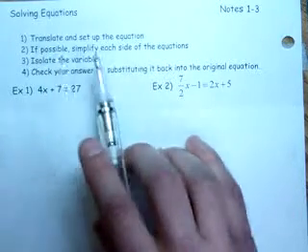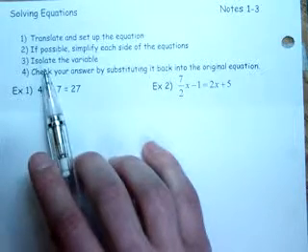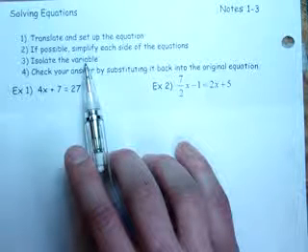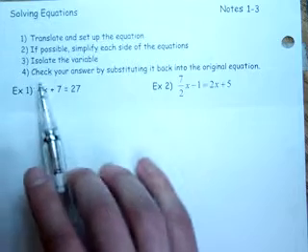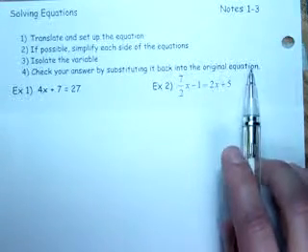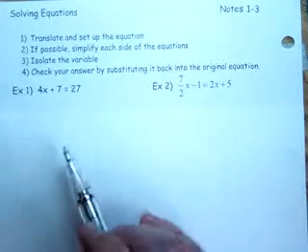Now, if possible, you're going to simplify each side of the equation in hopes of isolating the variable, getting the variable by itself on one side. Doesn't matter which side. We're just accustomed to seeing it on the left-hand side. And then finally, you're going to check your answer by substituting it back into the original equation to make sure it's a true statement. So what would that look like for number 1?